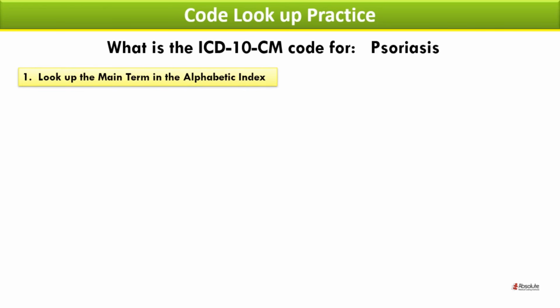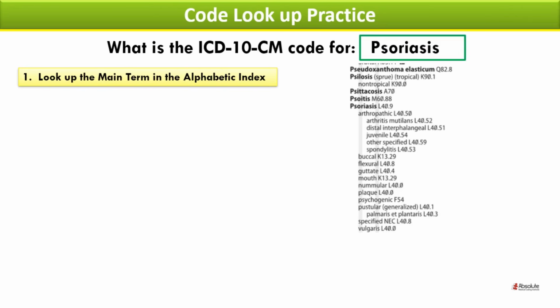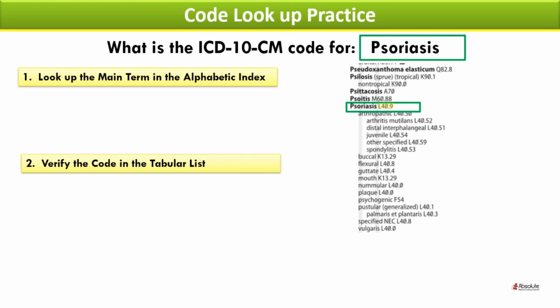All right, so we have to look up the main term in the alphabetic index. What is our main term? Our main term is psoriasis. So we're going to go to the index, look under the P's, we're going to scroll down and find psoriasis. It's giving us default code L40.9. Next, we're going to verify our default code in the tabular list.